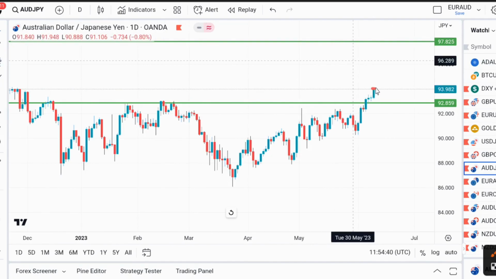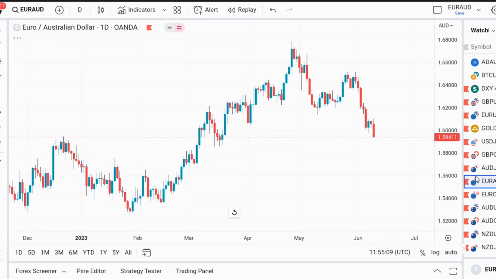Any retracement you see back to this particular area or back to this area should be an opportunity for you to look for an upward movement to 97.825. That is the next opportunity right there. So any retracement you see should be an opportunity for you to look for more move to the upside on AUD JPY. So the next one we want to check is Euro USD.